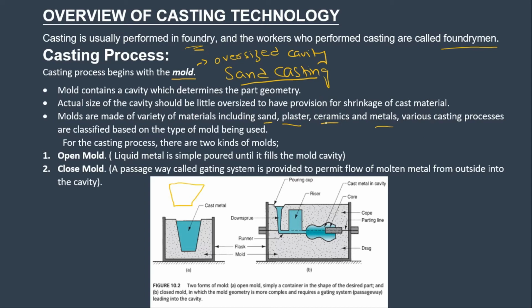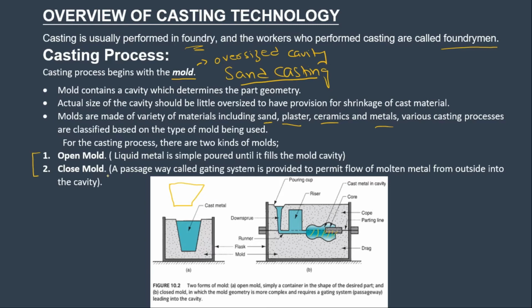Now, this casting process can be classified based on the mold in two ways. The first one is based on the geometry of the mold cavity. Either the mold is an open mold, you can see here it's an open mold, or it's a closed mold. This is also a mold cavity. What is an open mold? A liquid metal is simply poured until it fills the mold cavity. If you don't have any closing surface here, we simply pour the metal, and once it solidifies, we can break this mold and take out our part.